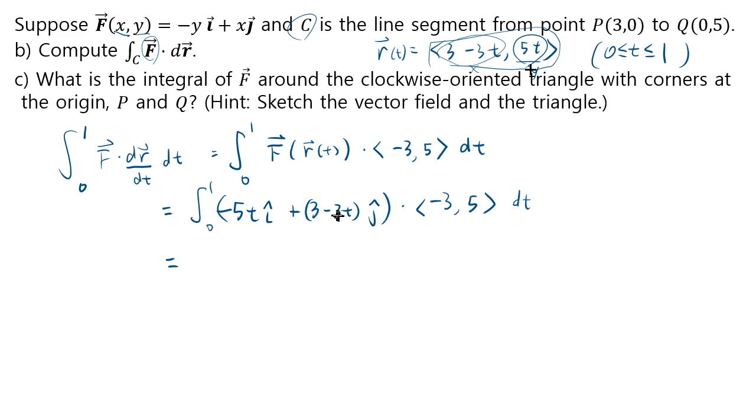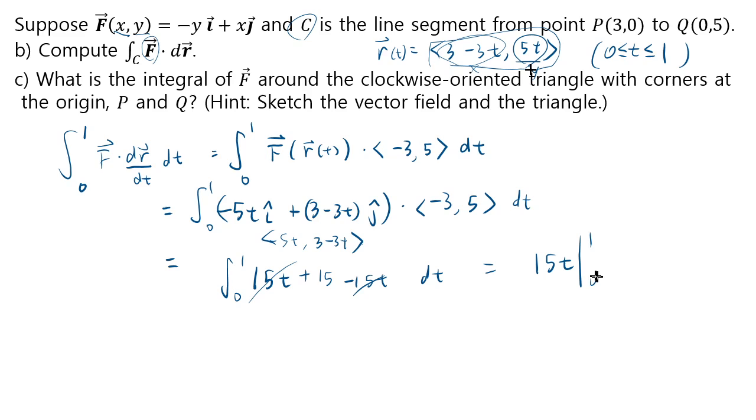And furthermore, this is really negative 5t comma 3 minus 3t, right? So you're doing the dot product with this and that, which means you multiply component-wise. Negative 5 times negative 3 is 15, so positive 15t plus 15 minus 15, and you're integrating from 0 to 1. They cancel, and you're just integrating 15 dt, so you get 15t, and you're plugging in 1 and 0, so you get 15 as the answer.